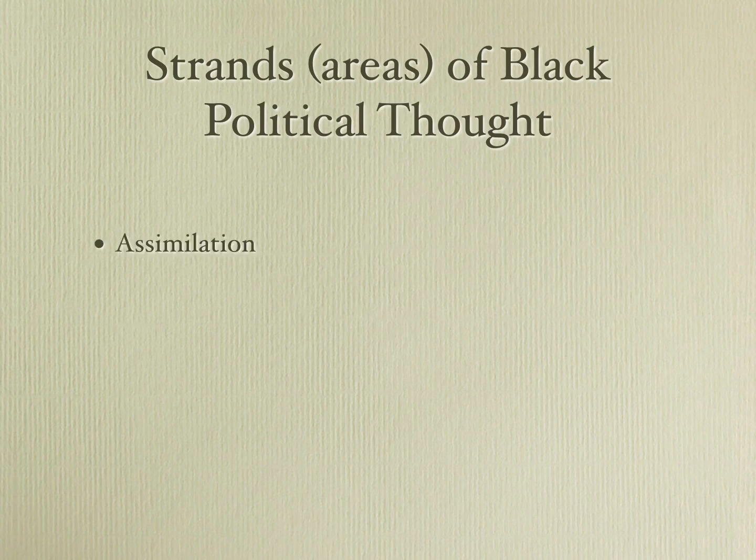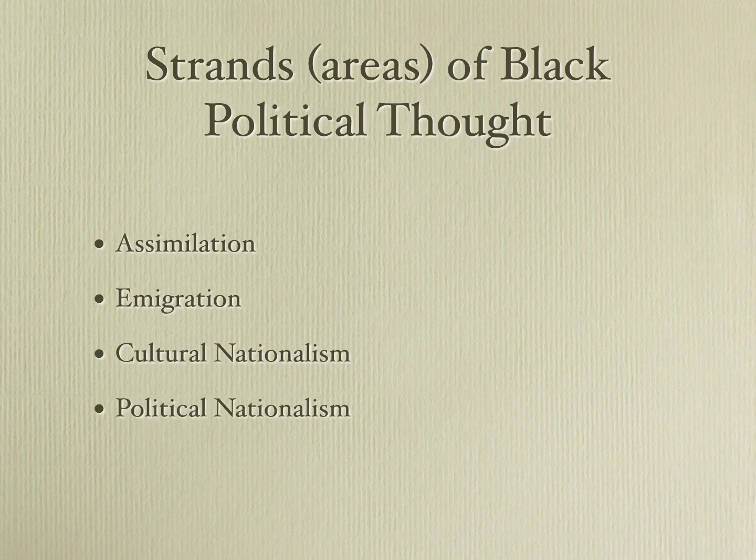So we know that there are strands of political thought. We call these strands, or areas, but strands is probably a better way of putting it because these strands are all connected together. The first strand of political thought is the idea of assimilation, and then next, immigration, cultural nationalism, and political nationalism. These are the four strands of political thought from 1850 to 1915. So you need to make yourself aware of those.